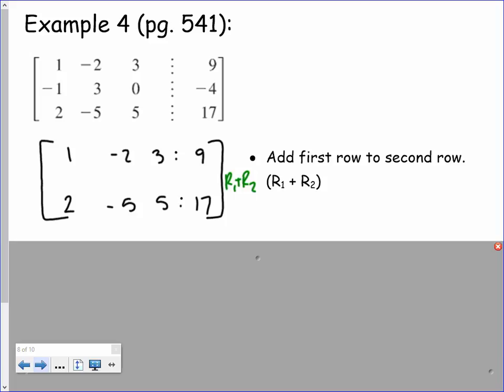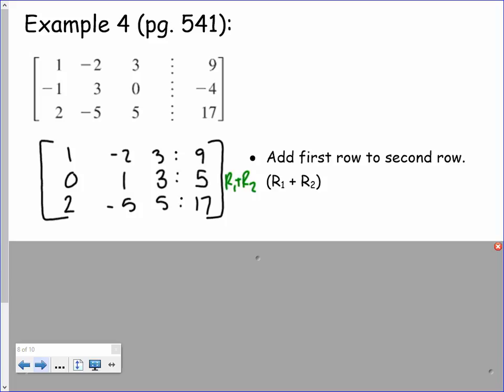Okay. So, what is 1 plus negative 1? 0. What's negative 2 plus 3? 1. What's 3 plus 0? 3, and 9 plus negative 4? 5. So see the benefit of that row operation. By adding row 1 to row 2, I have produced a 0 and then a leading 1. So I'm liking what I have.